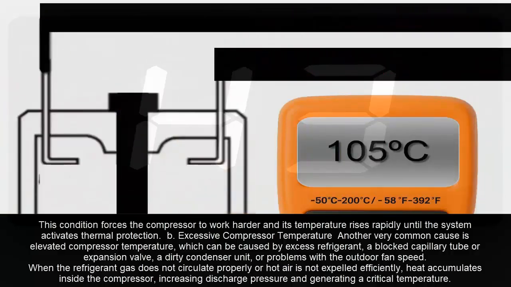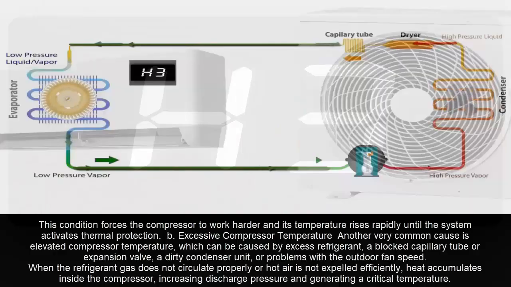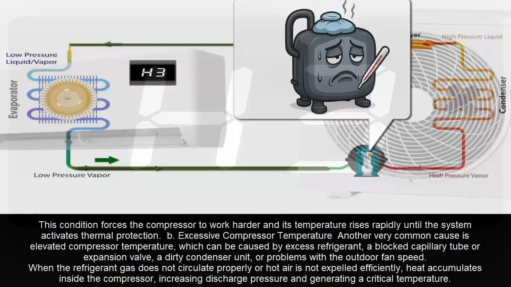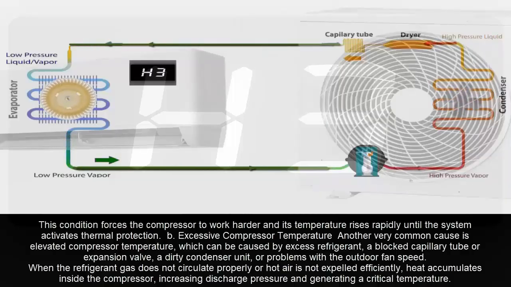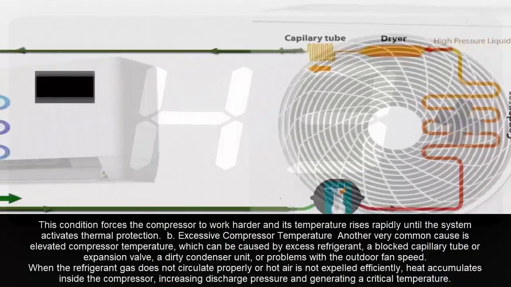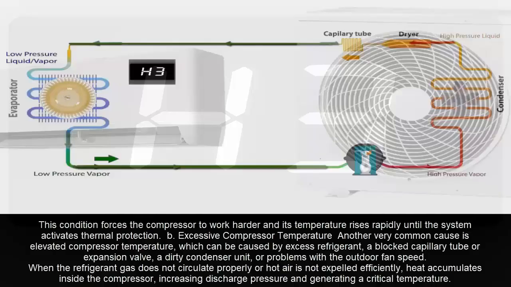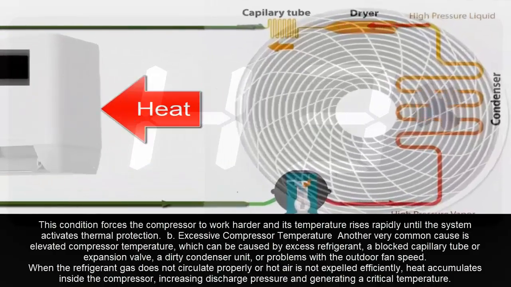B. Excessive compressor temperature. Another very common cause is elevated compressor temperature, which can be caused by excess refrigerant, a blocked capillary tube or expansion valve, a dirty condenser unit, or problems with the outdoor fan speed. When the refrigerant gas does not circulate properly or hot air is not expelled efficiently, heat accumulates inside the compressor, increasing discharge pressure and generating a critical temperature.